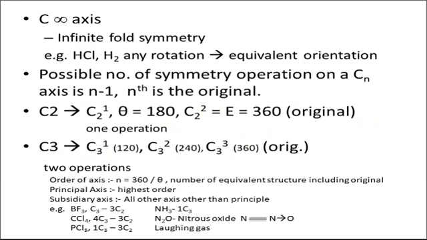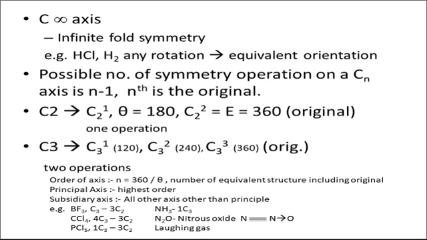So the order of axis that we have to define will be n is equal to 360 by theta, where theta is the minimum angle to give identical orientation, and the nth will be the original structure. Which will be the principal axis? Principal axis will be the one of higher order, or you can say one which passes through maximum number of atoms, and all the remaining axes other than principal axis will be considered as subsidiary axes.